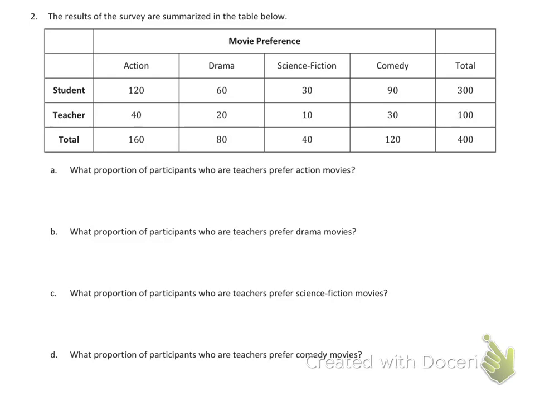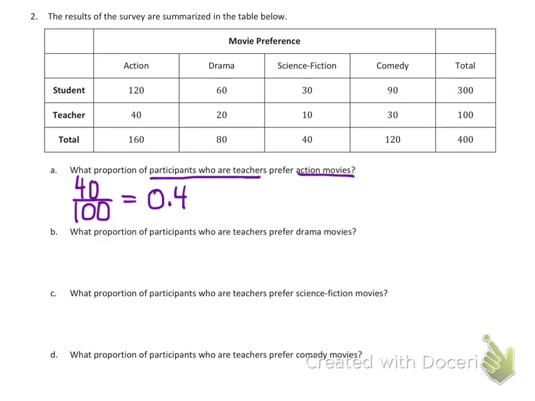So what proportion of participants who are teachers prefer action movies? Okay, so what is this question asking? It's asking me, out of all the people who are teachers, what proportion prefers action movies? So reading that, there were a total of 100 teachers, and of those, 40 preferred action movies. So this is a frequency of 4/10. 4 out of 10, or 40 out of 100, participants who are teachers prefer action movies.